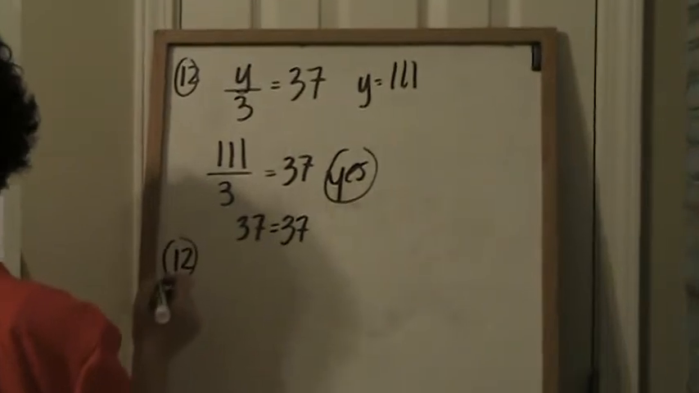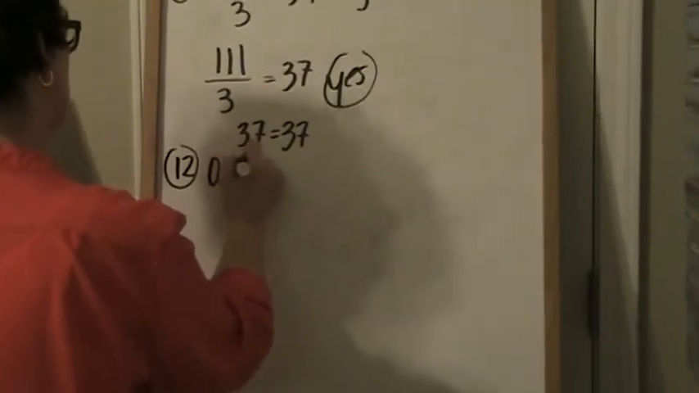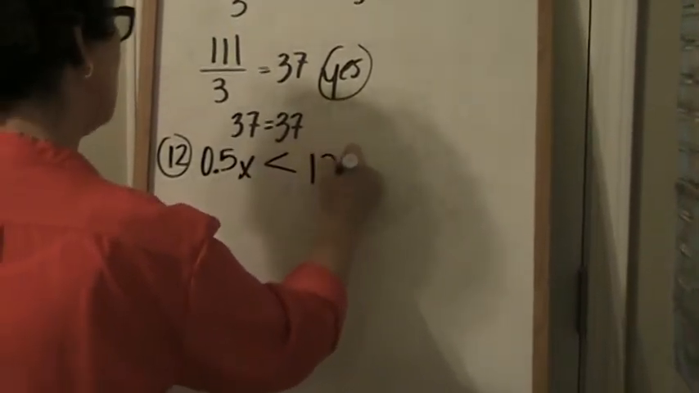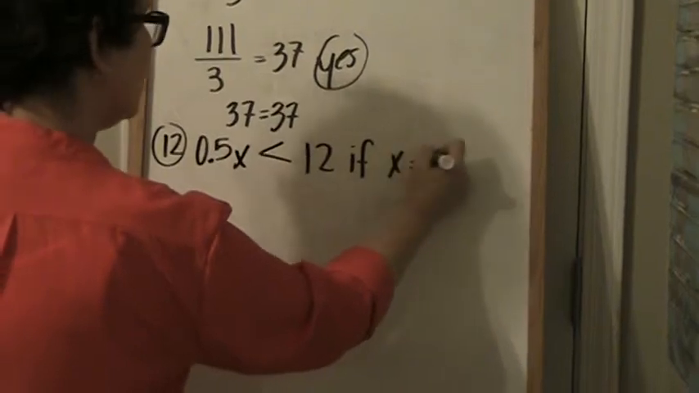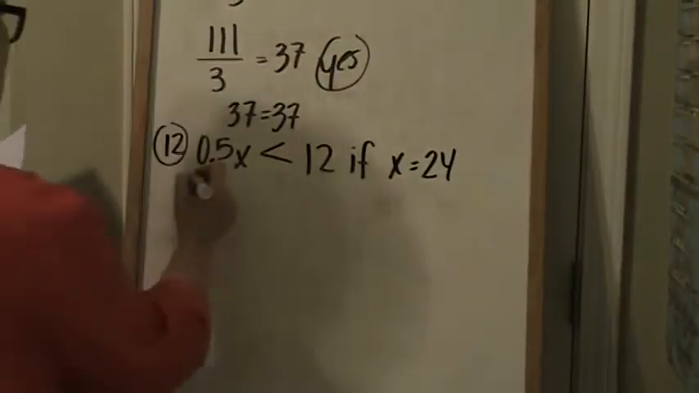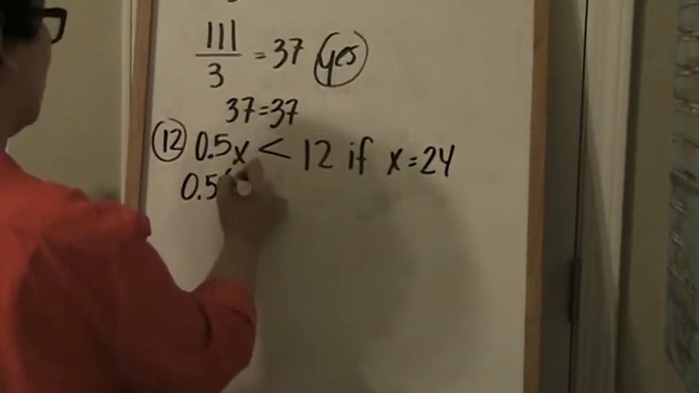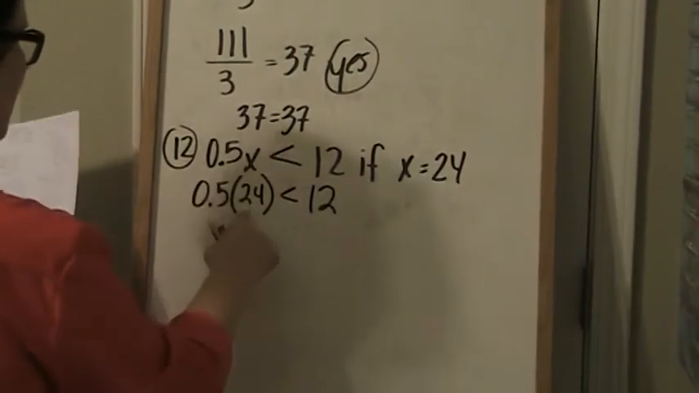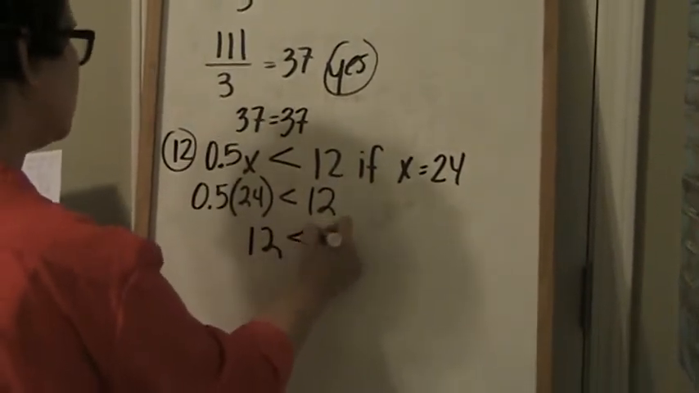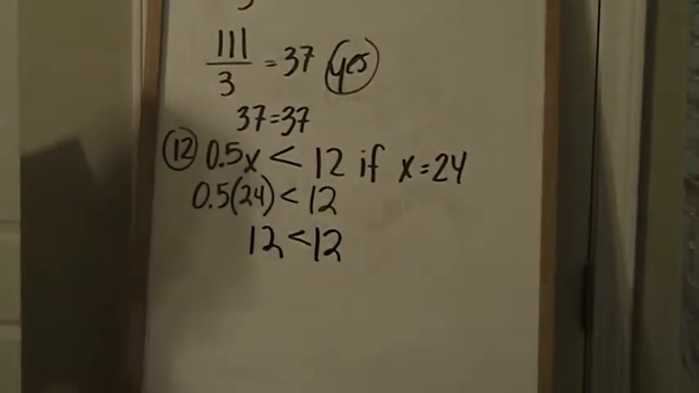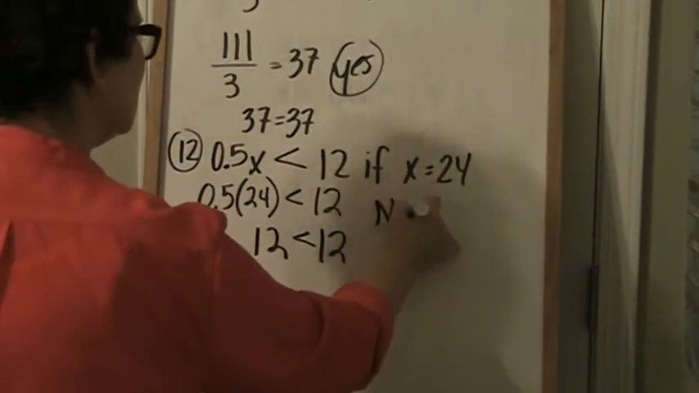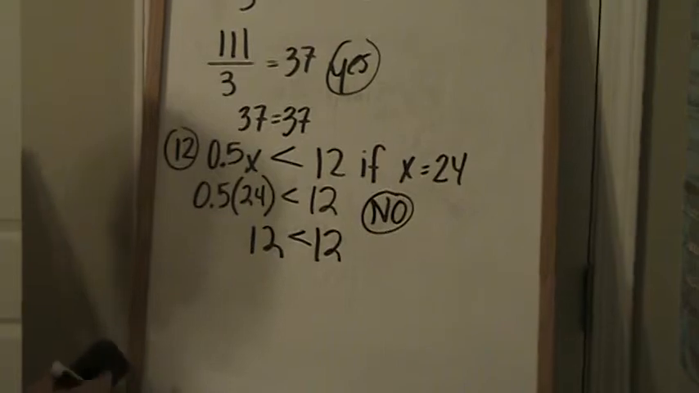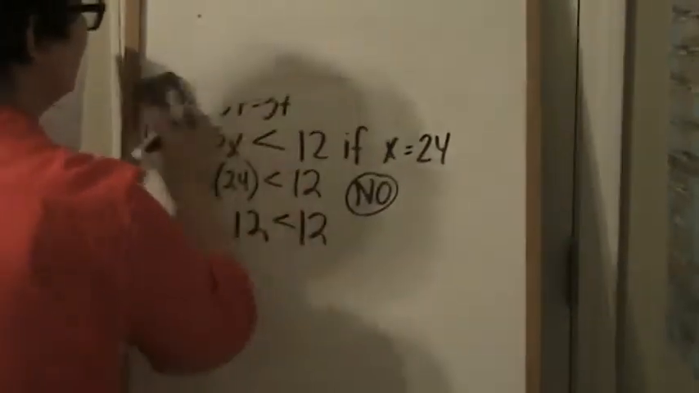Okay, for number 13, there's my 0 I like. 0.5x is less than 12 if x is equal to 24. Okay, so we're going to do 0.5 times 24 is less than 12. 0.5 times 24 is 12. Is 12 less than 12? No, it is not. So no, this is not a solution to that inequality.